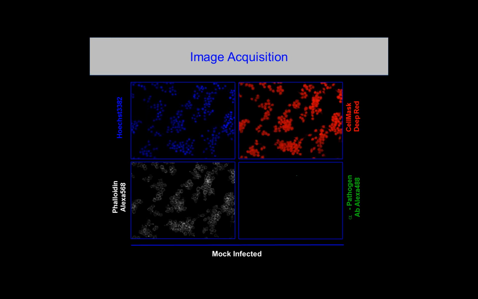And finally, we reserve the 4th channel, the green channel, for the immunofluorescence against one of the pathogen proteins. And so we can specifically detect the presence of the pathogen. Of course, these cells are not infected, so there's no pathogen.